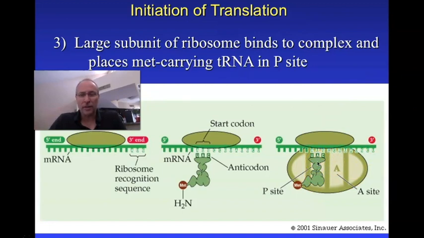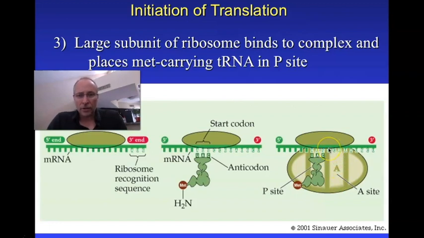Now, here's what I mean by a site. It's actually sort of a slot into which the transfer RNA can fit in the large ribosomal subunit. And that slot sits right over top of the codon. In this case, this site here, which we call the P site or parental site, is sitting right over top of the start codon. There's another site right next to it called the A site.